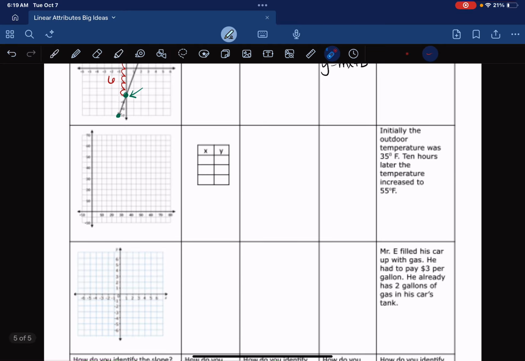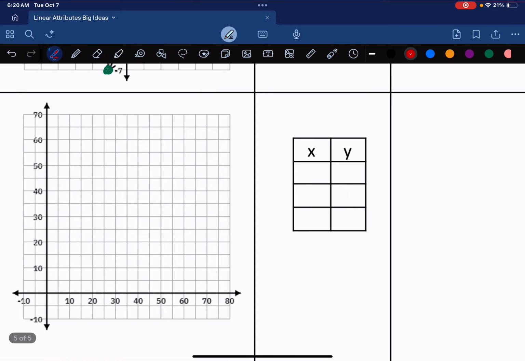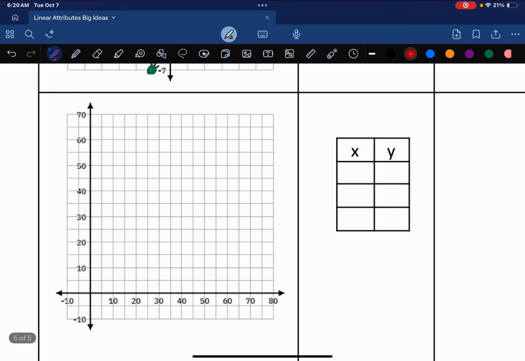So let's look at an actual word problem. It says initially, there's a key word already. Initially, that's our beginning or our start value, the outdoor temperature was 35 degrees Fahrenheit. So when time is 0, our temperature in degrees Fahrenheit was 35 degrees. So let's go ahead and plot that point on our graph. We have a point at (0, 35). This is our y-intercept. Time is 0. Our degrees Fahrenheit is 35.